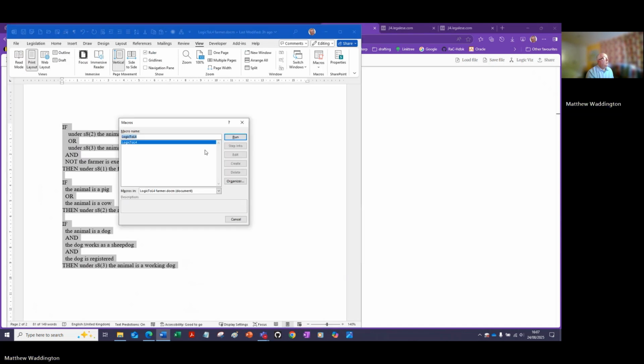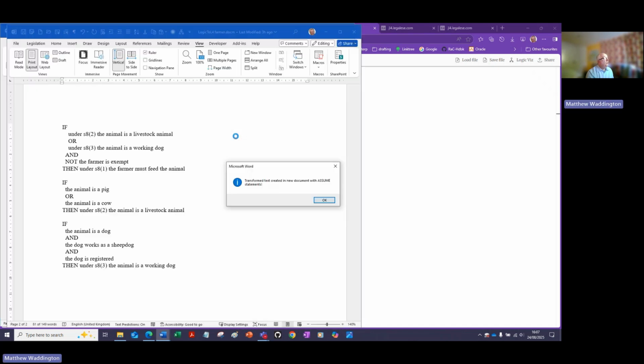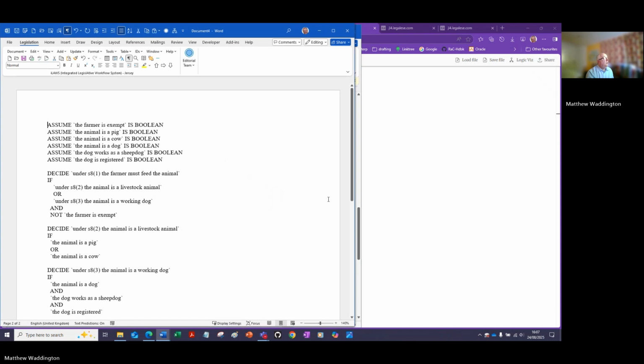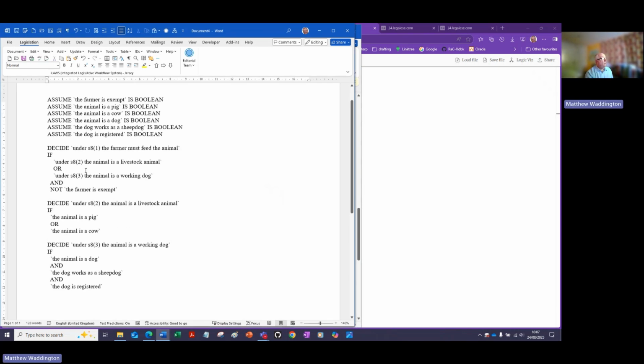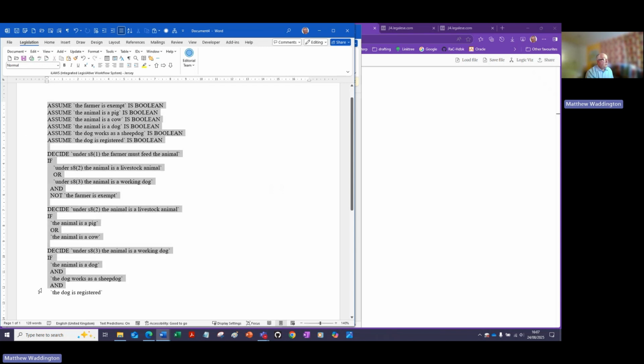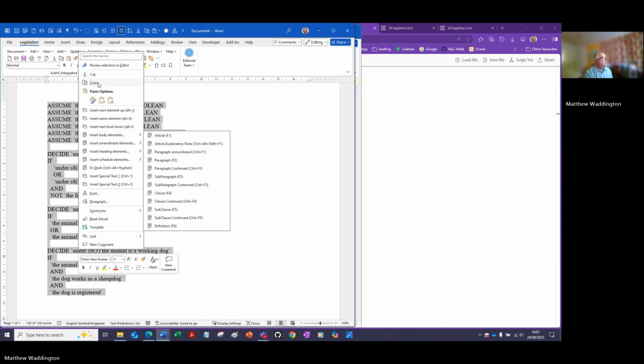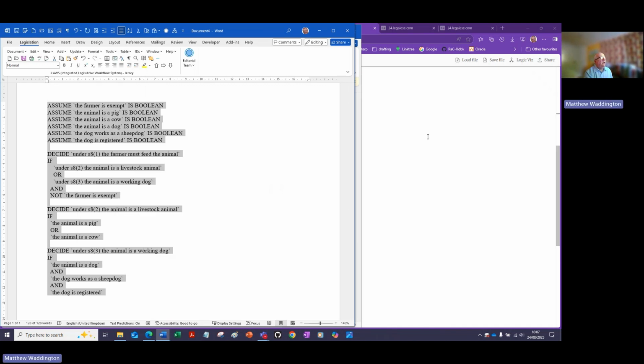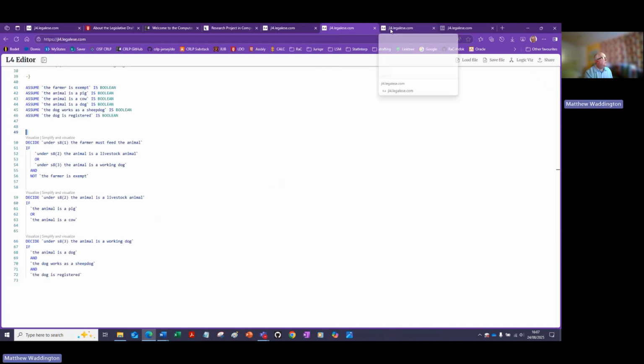to produce a separate document that has exactly what we've just been looking at. So it works out that the definitions are feeding the main conditions, so it doesn't repeat them. It gets everything right. You take all that, you copy it. You can now paste that.